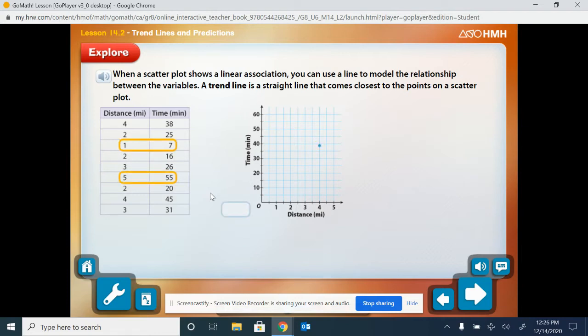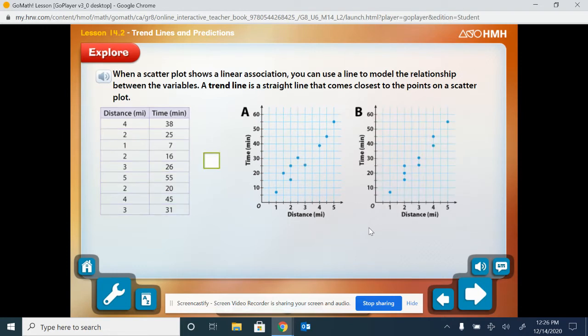Now drag the points to the scatter plot to represent the two highlighted sets of data. So 1 and 7, 7 is going to be right around there. And then 5 and 55, so 5 and 55 is going to be right there. And let me check. Excellent. You've correctly plotted the points for a distance of 1 mile with a time of 7 minutes and a distance of 5 miles with a time of 55 minutes.